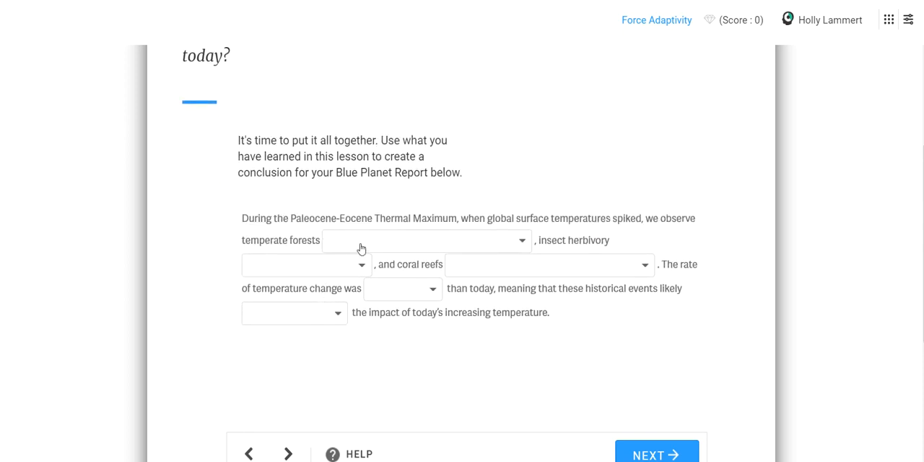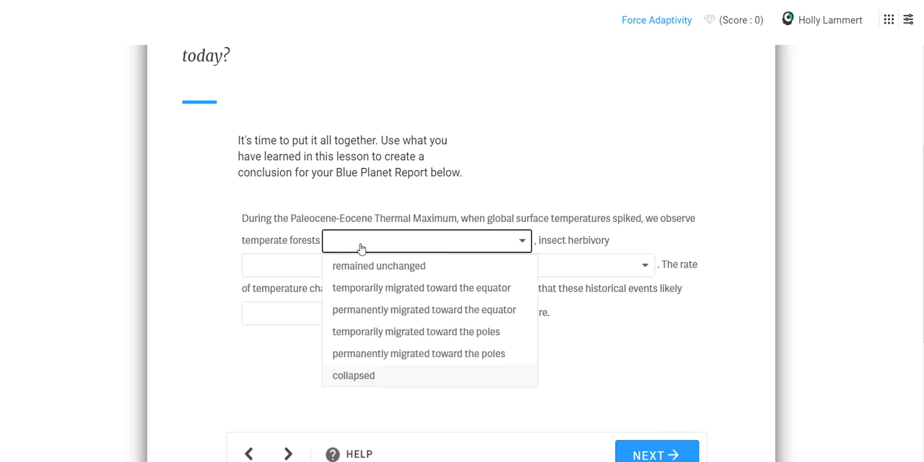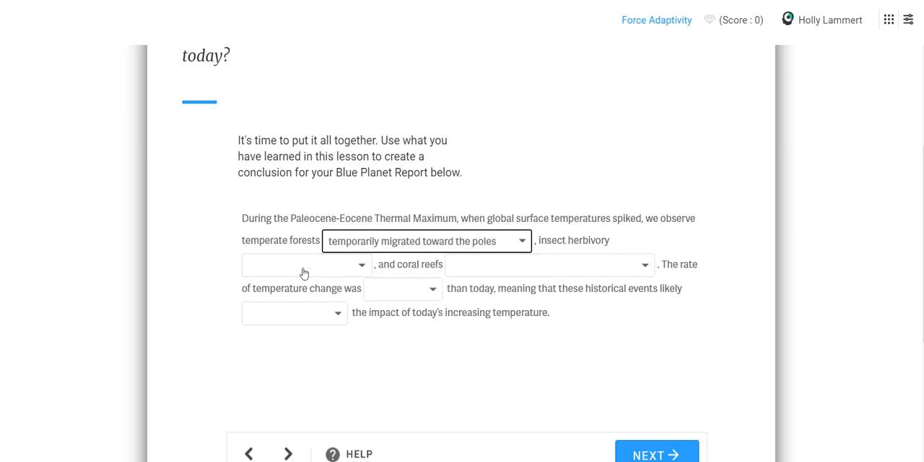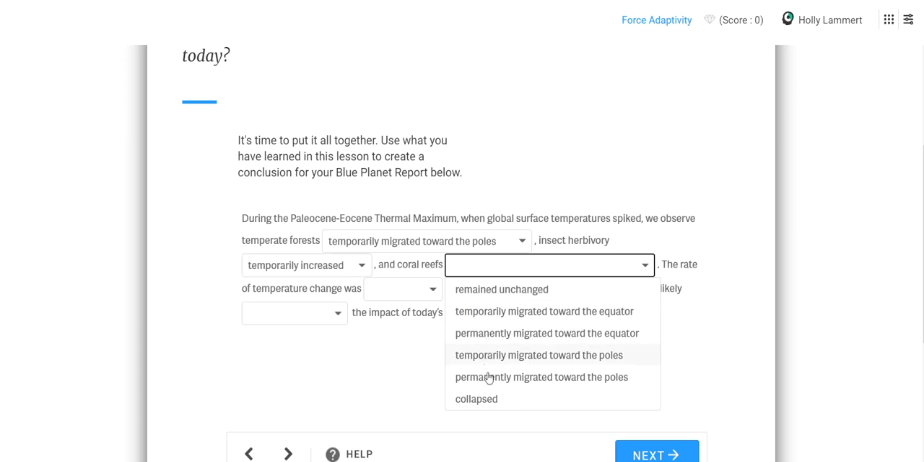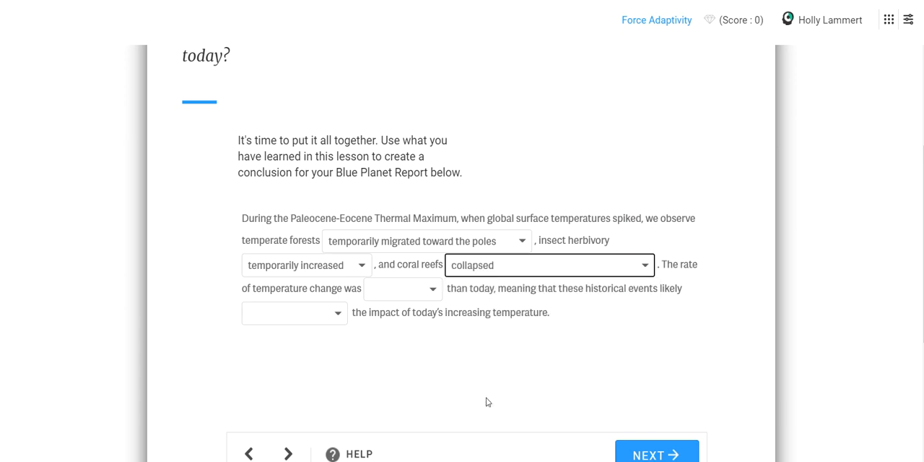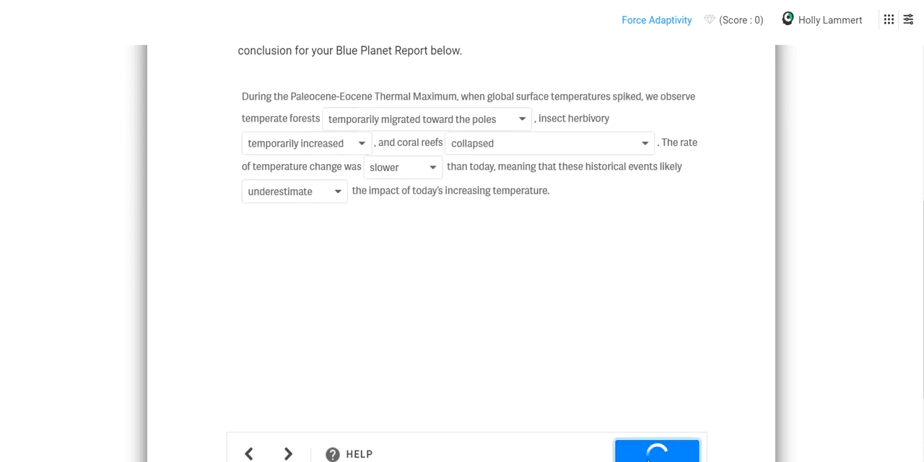So during the Paleocene-Eocene thermal maximum, when global surface temperatures spiked, we observed temperate forests temporarily migrated towards the poles. Insect herbivory temporarily increased, and coral reefs permanently collapsed. The rate of temperature change was slower than today, meaning that these historical events likely underestimate the impact of today's increasing temperature.